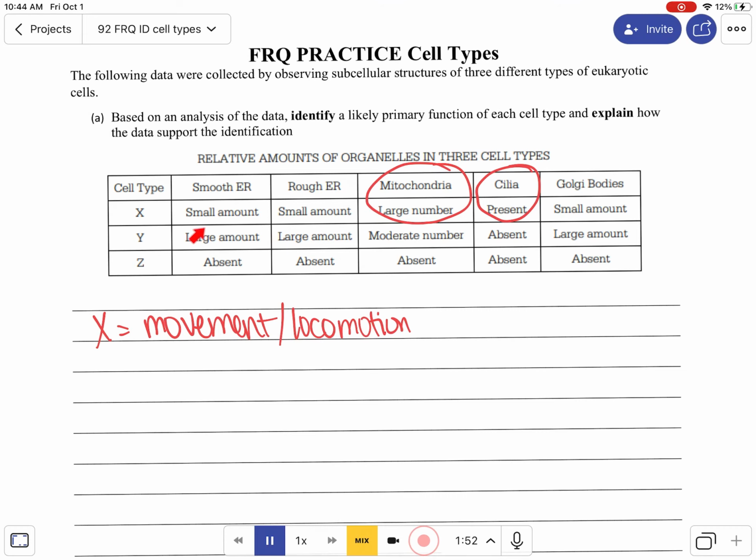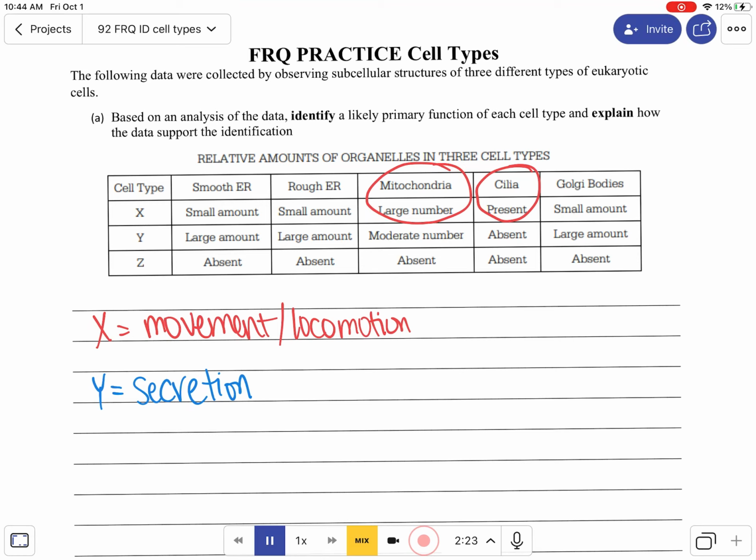It's also got a large amount of the smooth ER, which makes lipids such as phospholipids that would be needed to make vesicles. Based on these observations, we can guess that cell Y functions in secretion, because these are the organelles that would be abundant in cells that do a lot of secreting and creating vesicles that are going to fuse with the plasma membrane to exit out into the extracellular environment.